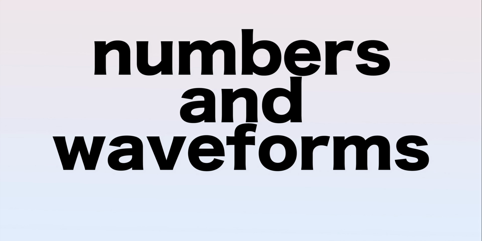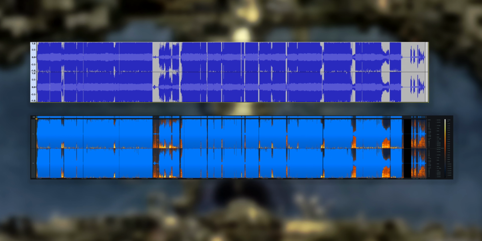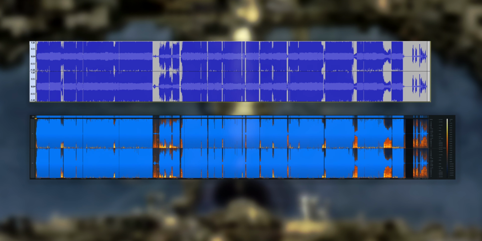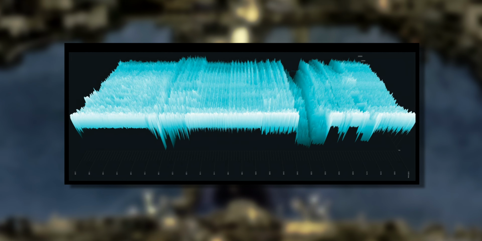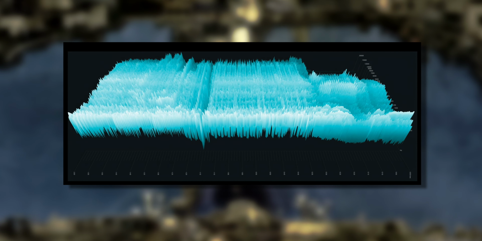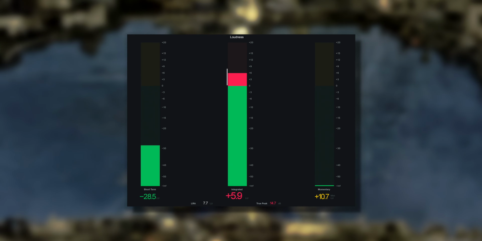Time to have a look at some numbers and waveforms. This is the album in its entirety represented in waveform. Two different waveforms to compare. This is a waveform spectrogram of the entire album to aid in visualizing this album. Here is the loudness unit measurement for the album. It reads 14.7 decibels as its true peak.